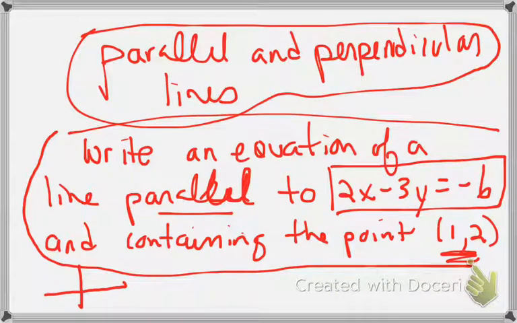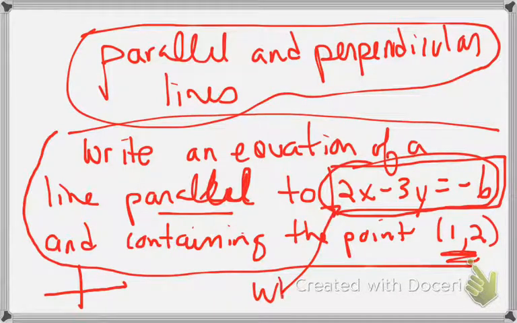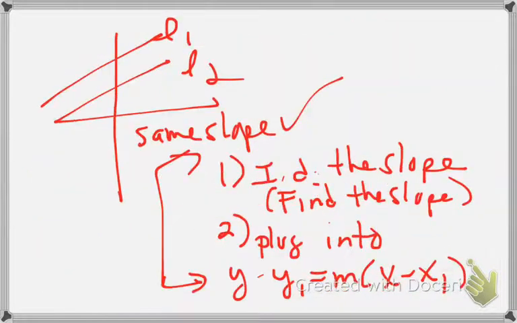Okay, so we have an equation, 2x minus 3y equals negative 6. Here it is. We want to engineer a line to be parallel with that, so we'll have the same slope. The question is, what is the slope of that line? Well, if I mold it into mx plus b form, I would know. So let's see, 2x minus 3y equals negative 6.